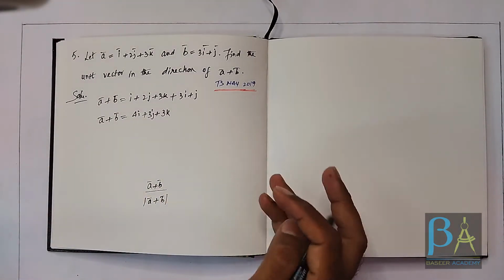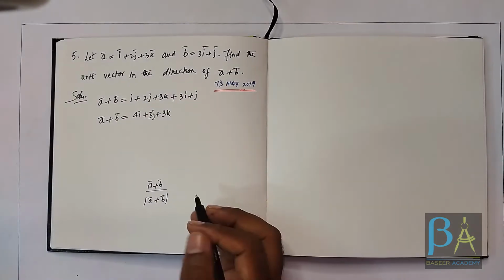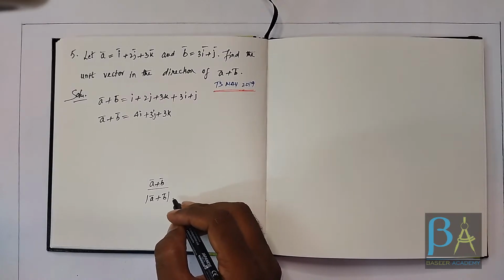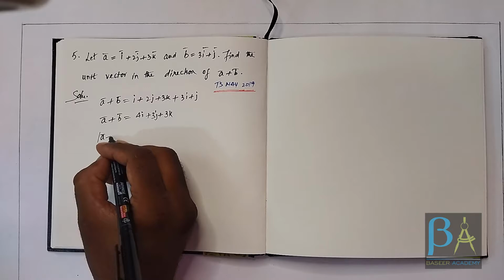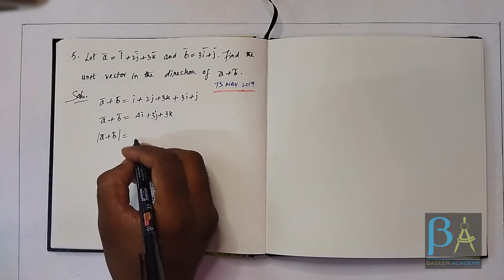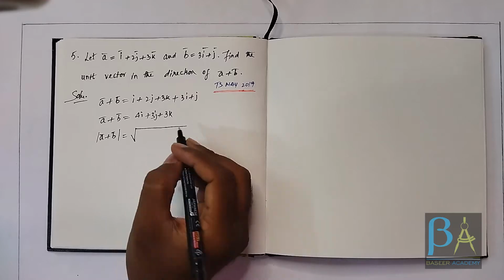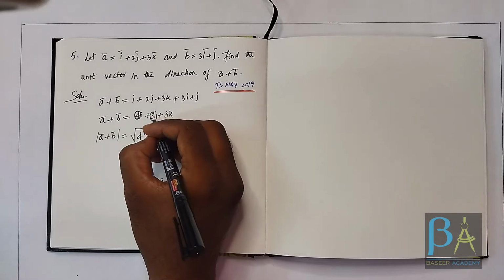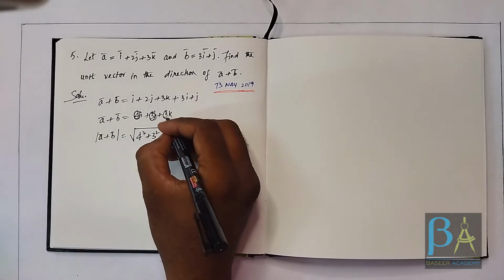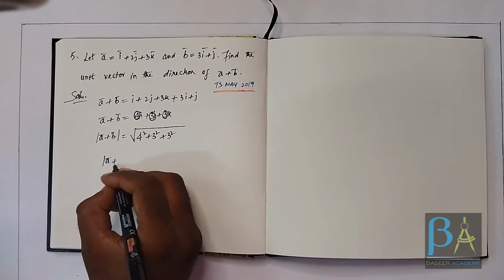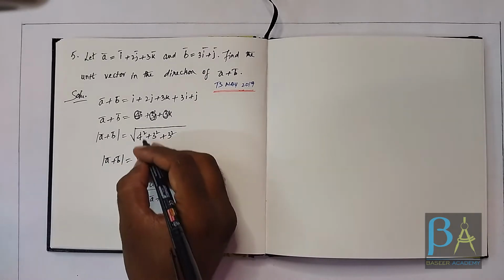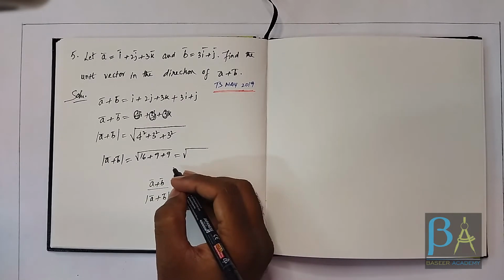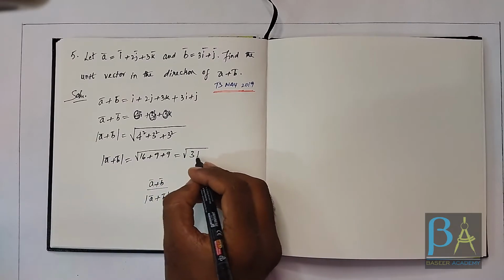Now we are supposed to find out the unit vector in the direction of A plus B. The unit vector in the direction of A plus B would be A plus B by modulus of A plus B. Let us find out what is modulus of A plus B. How do you find out modulus of A plus B? It's pretty easy. You have to write under root of the square of this, then the square of this, and then the square of this. That's about it. So modulus of A plus B is going to be square root of 4 square is 16, 3 square is 9, 3 square is 9. 16 plus 9 gives us 25, 25 plus 9 gives us 34.